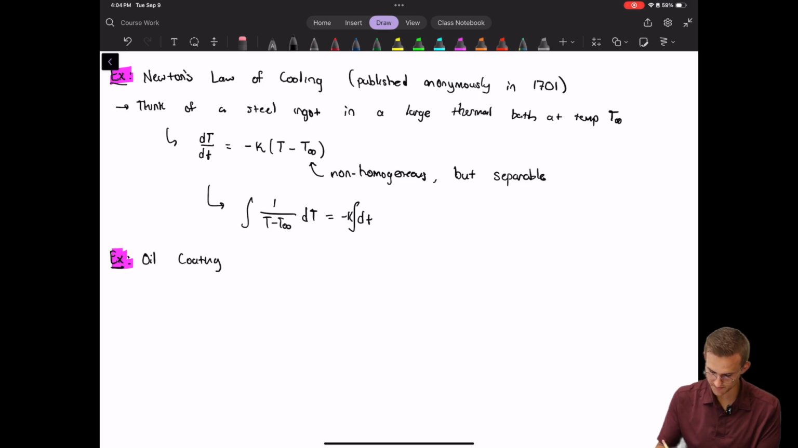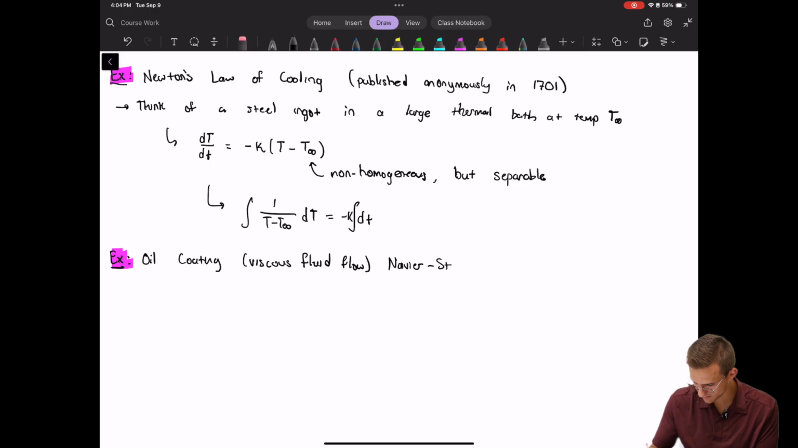Okay, so this is viscous fluid flow, and the right equation to describe this is Navier-Stokes. Navier was born in 1822, I believe, and Stokes in the 1840s.